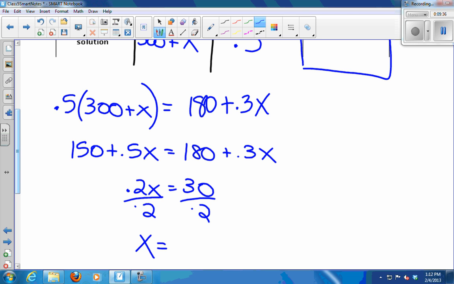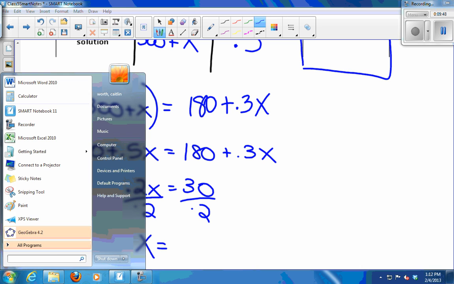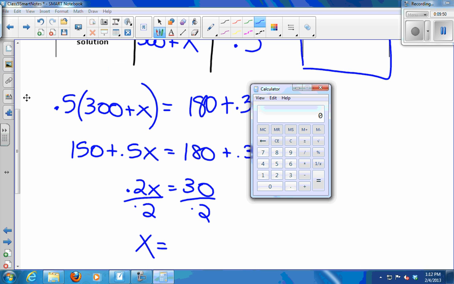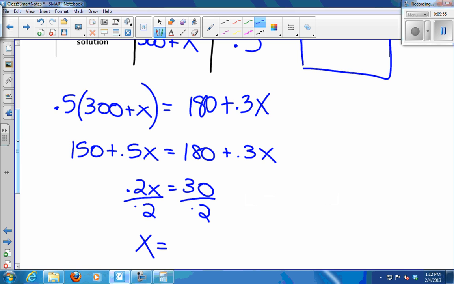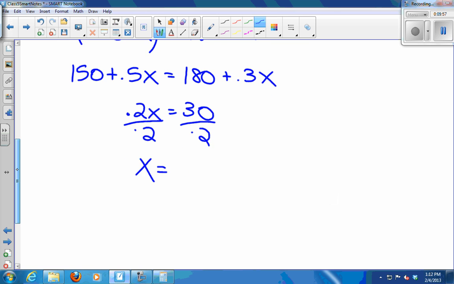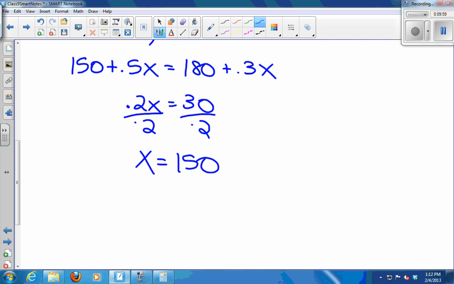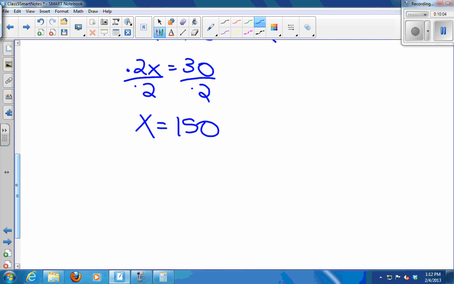So we get x equals 150. I think it's 150. Let me double check myself here. 30 divided by 0.2, 150. So that's the answer to our question, x. We should add 150 milliliters of the 30% solution.